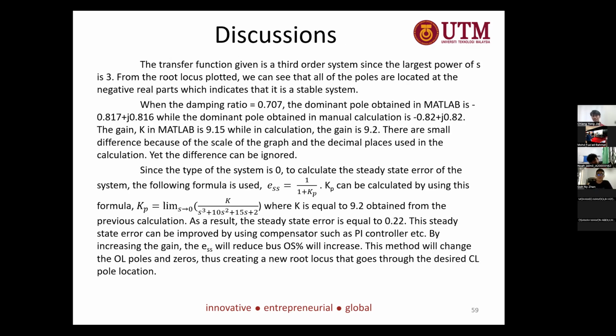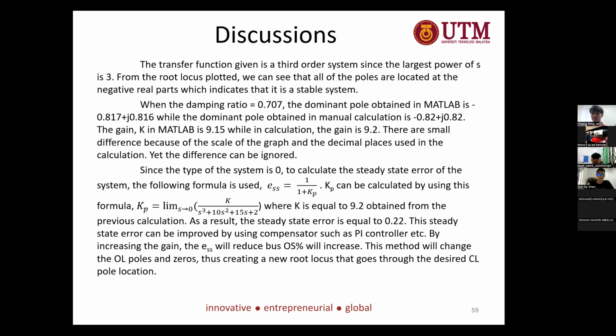So from discussion, as a result, what is KP? KP is the position error constant. Since the type of the system is 0, we use KP to calculate the steady state error. KP can be calculated using this formula where K is equal to 9.2, and we obtain a steady state error equal to 0.22. This steady state error can be improved by using compensators such as a PI controller.